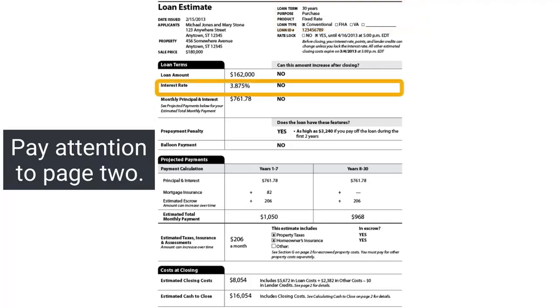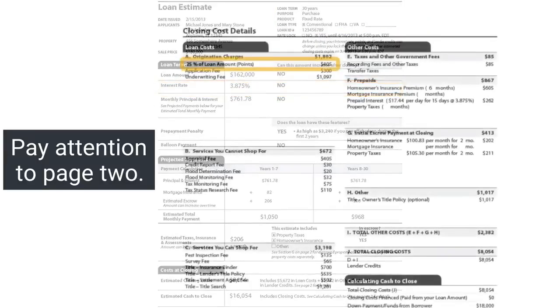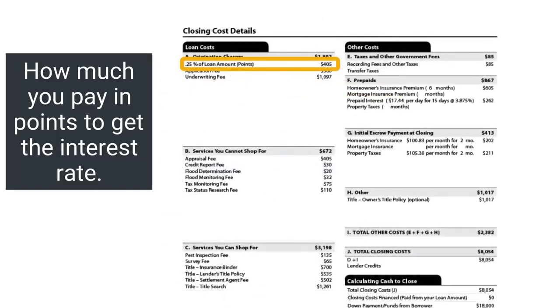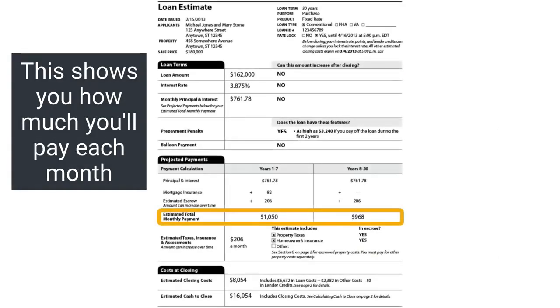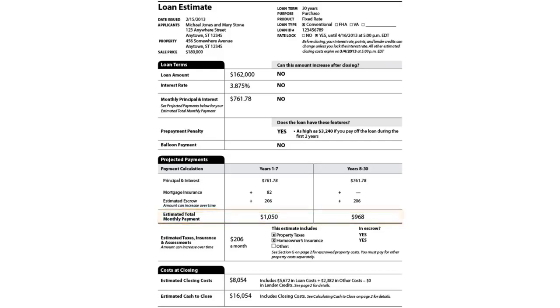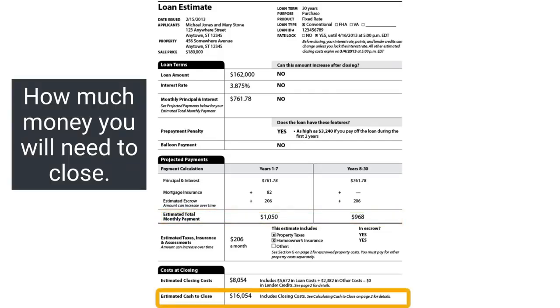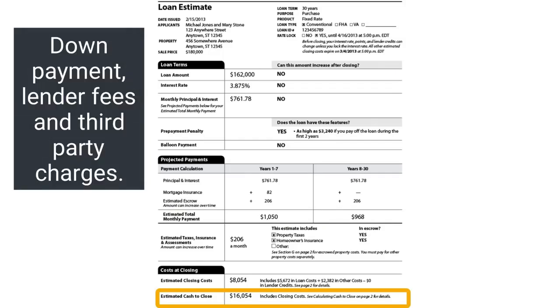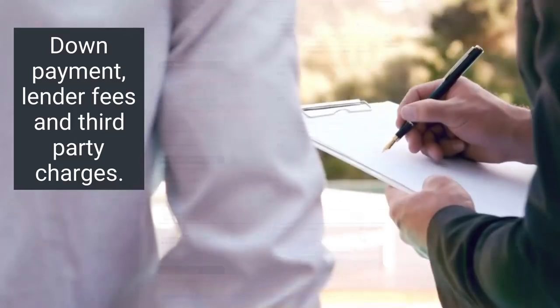Look for the rate, but also pay attention to page 2, which shows you how much you have to pay in the form of points to get that rate. Estimated total monthly payment. This shows you how much you'll pay each month with principal, interest, taxes, and insurance included. Estimated cash to close. This number shows how much money you actually need up front, including your down payment as well as lender fees and third-party charges.